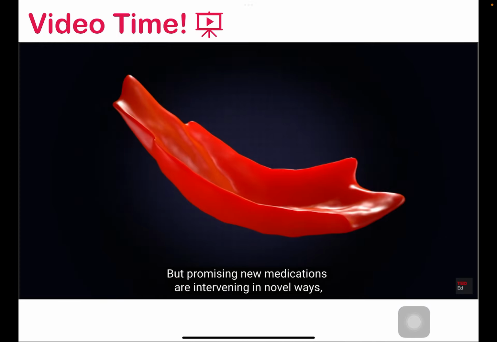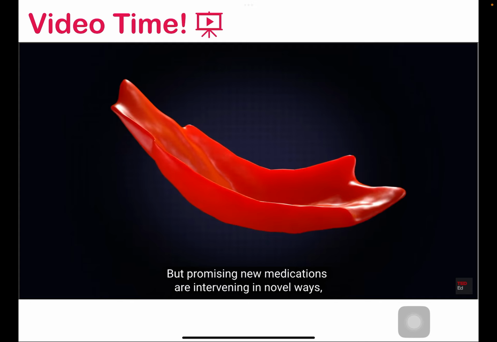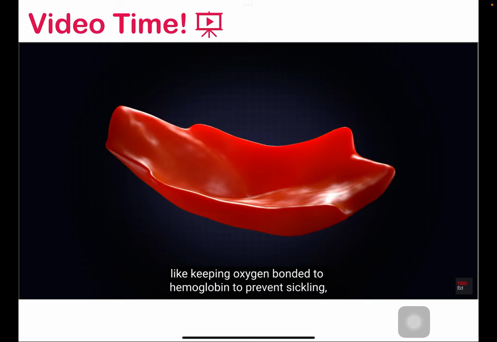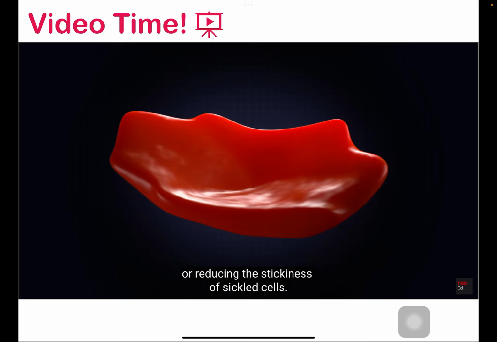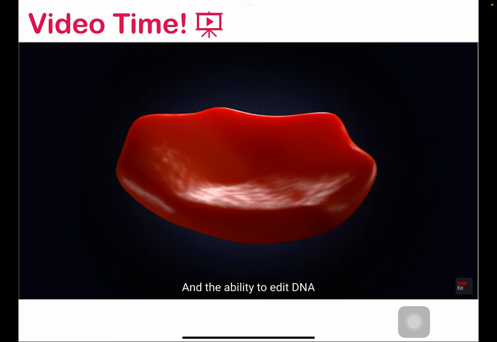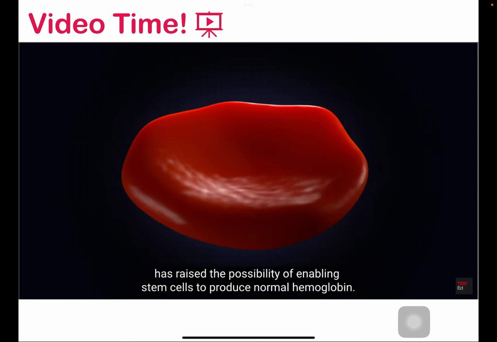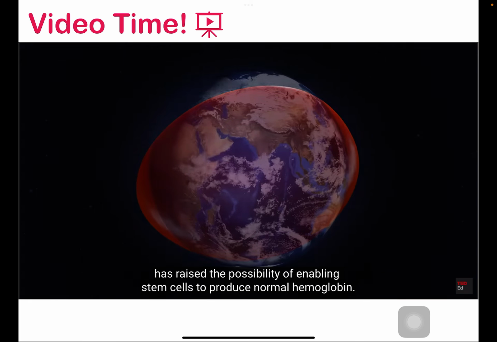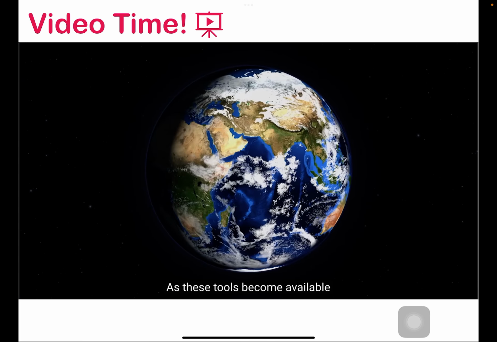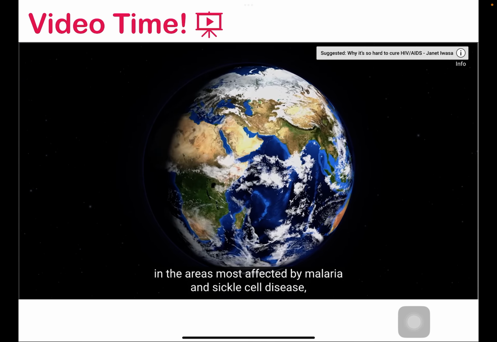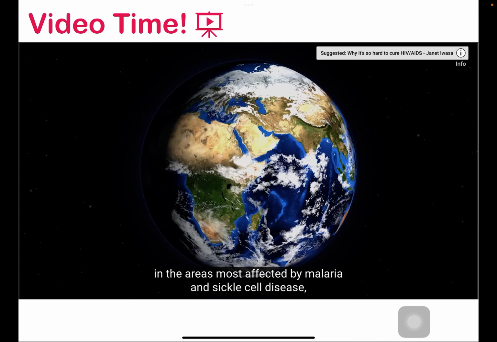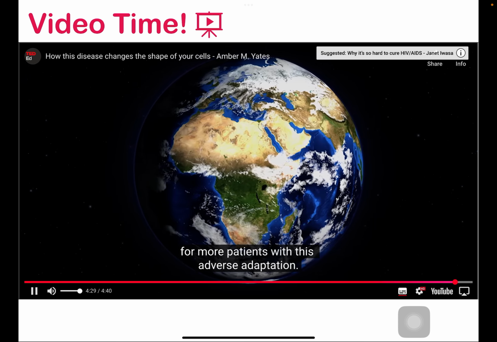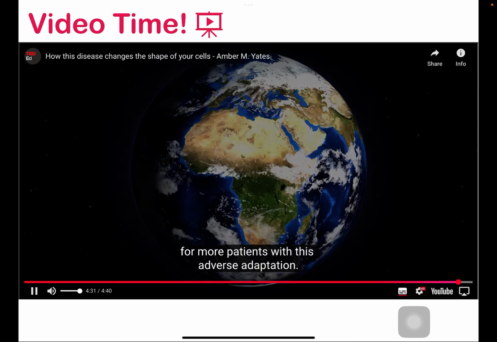But promising new medications are intervening in novel ways, like keeping oxygen bonded to hemoglobin to prevent sickling, or reducing the stickiness of sickled cells. And the ability to edit DNA has raised the possibility of enabling stem cells to produce normal hemoglobin. As these tools become available in the areas most affected by malaria and sickle cell disease, we can improve the quality of life for more patients with this adverse adaptation.